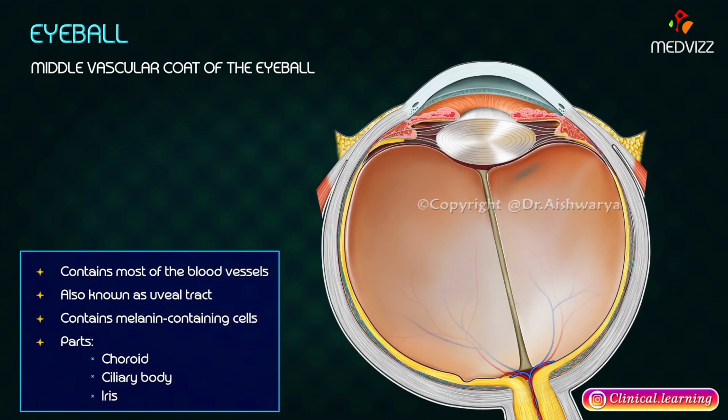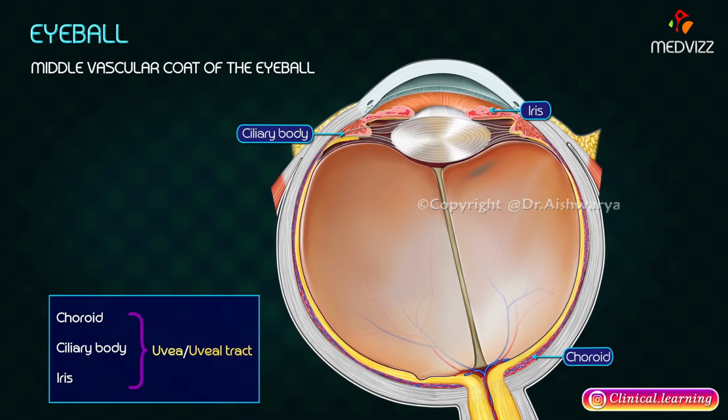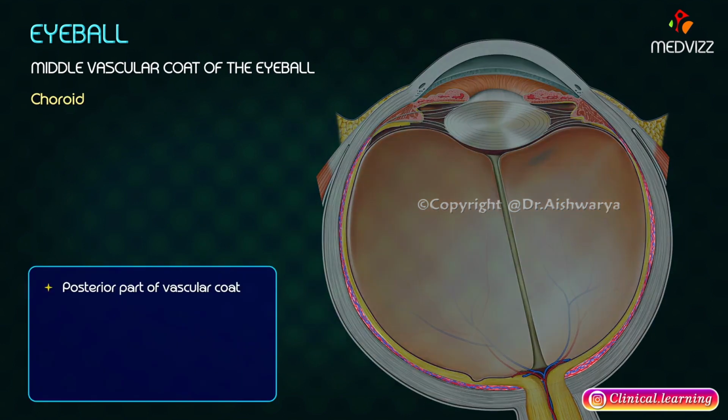It consists of 3 parts. From behind forwards, these are choroid, ciliary body, and iris. These 3 parts together form the uvea or the uveal tract. Choroid. The choroid is the posterior part of the vascular coat of the eyeball.